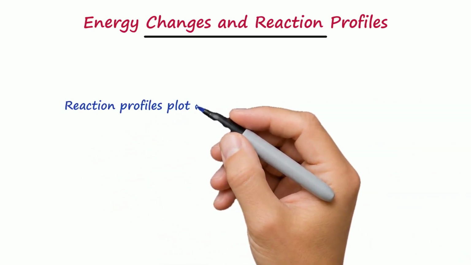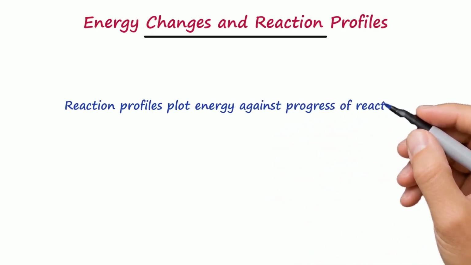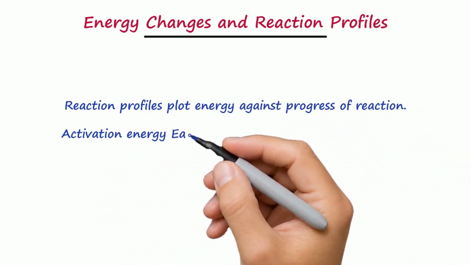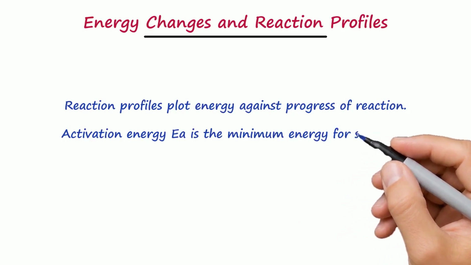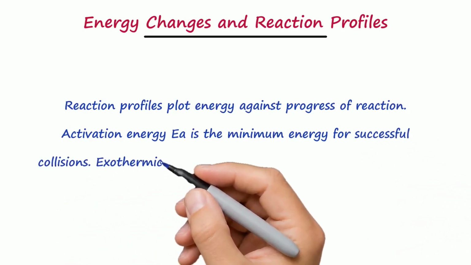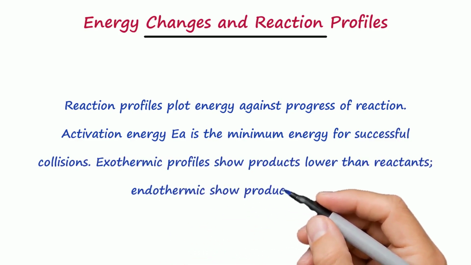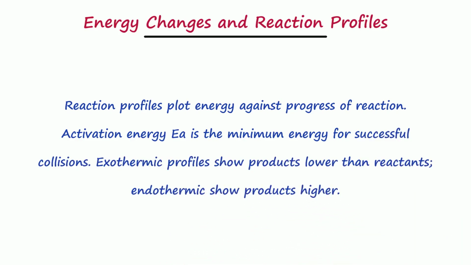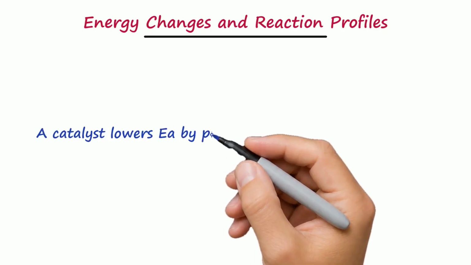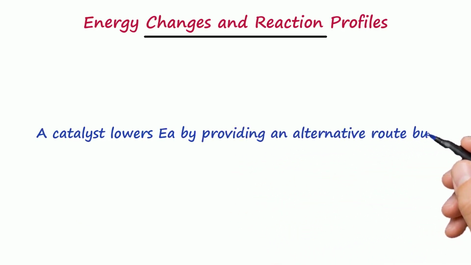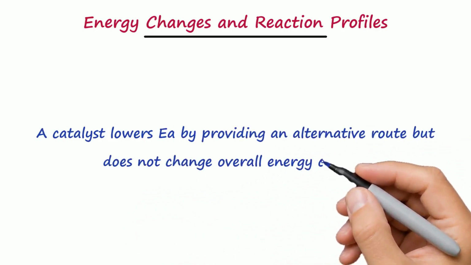Reaction profiles plot energy against progress of reaction. Activation energy EA is the minimum energy for successful collisions. Exothermic profiles show products lower than reactants, endothermic show products higher. A catalyst lowers EA by providing an alternative route but does not change overall energy change.